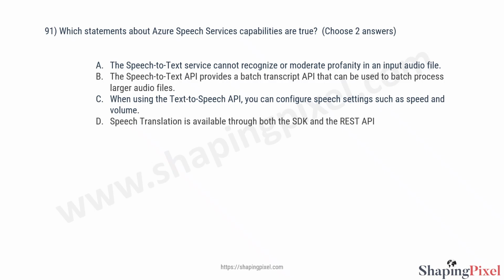Option B, the speech to text API provides a batch transcript API that can be used to batch process larger audio files. And option C, when using the text to speech API, you can configure speech settings such as speed and volume. And option D, speech translation is available through both the SDK and the REST API. So the right answer here is option B and option C.